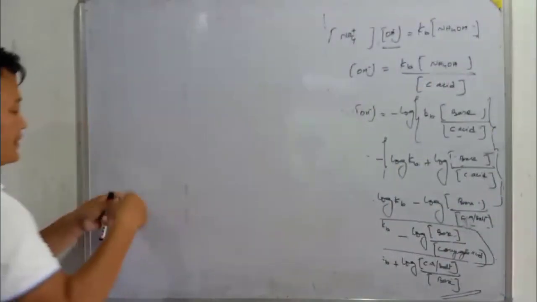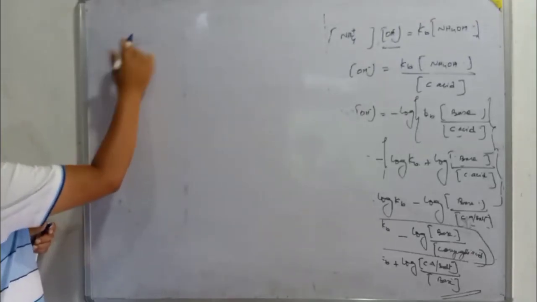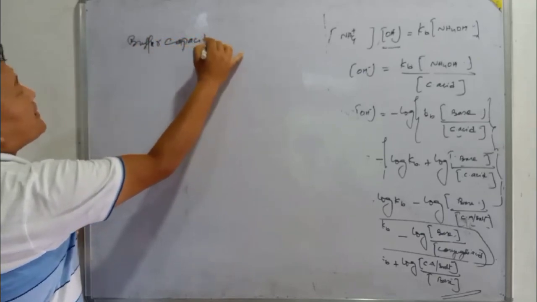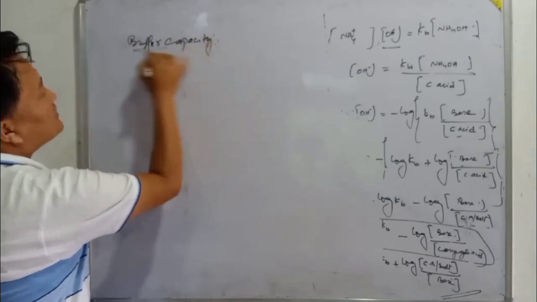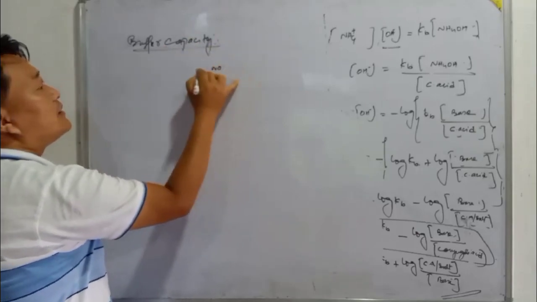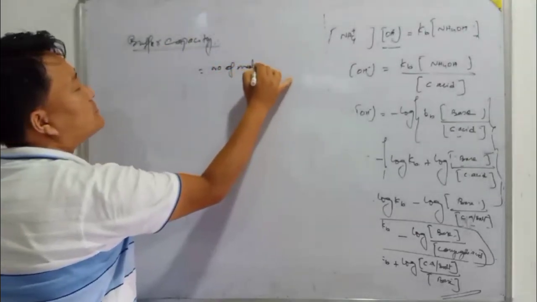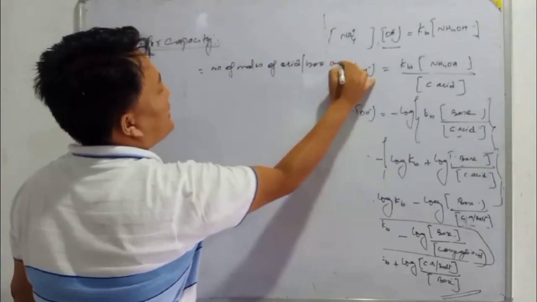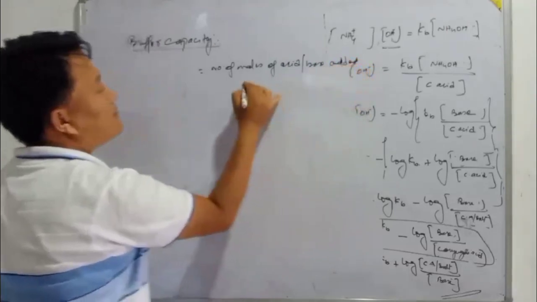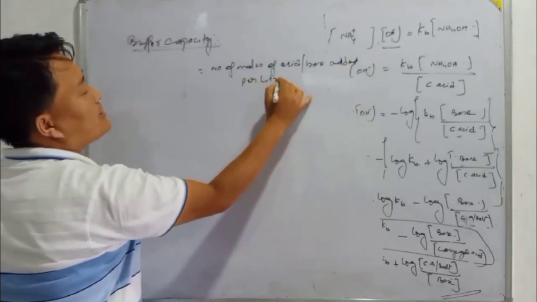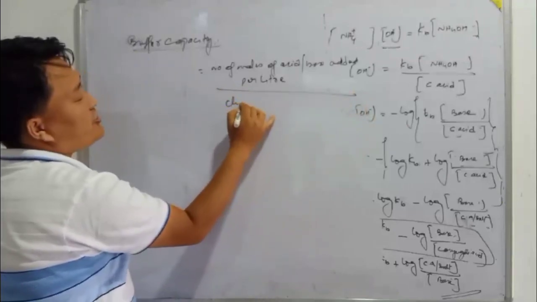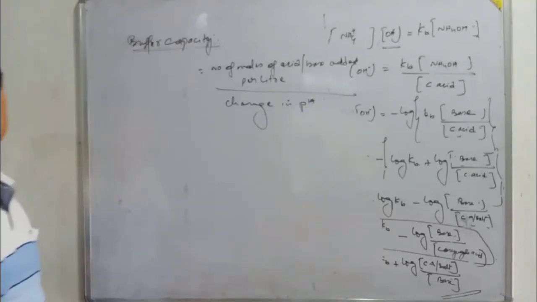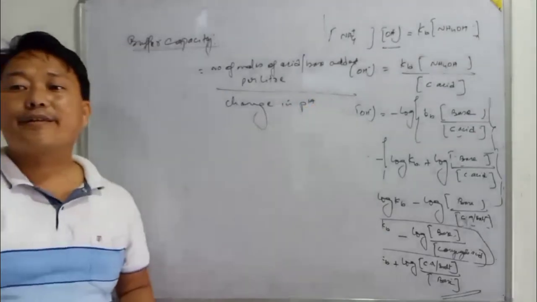Okay, now see buffer capacity. It is the number of moles of acid or base added per liter by change in pH. So this is called buffer capacity.